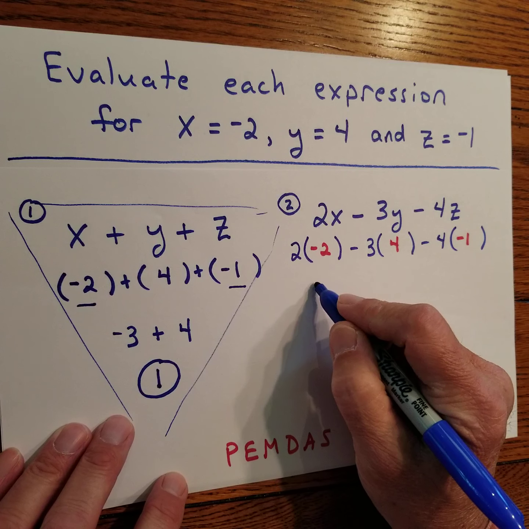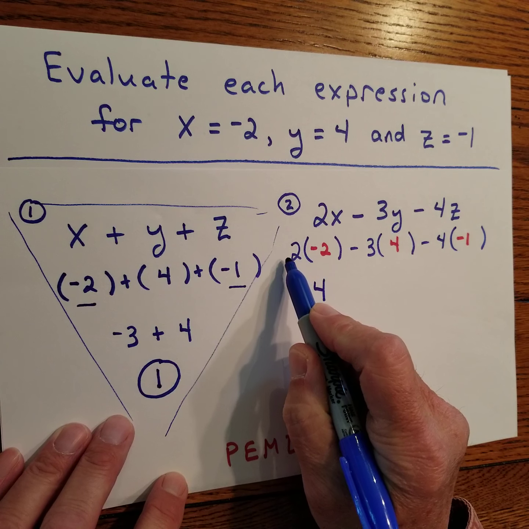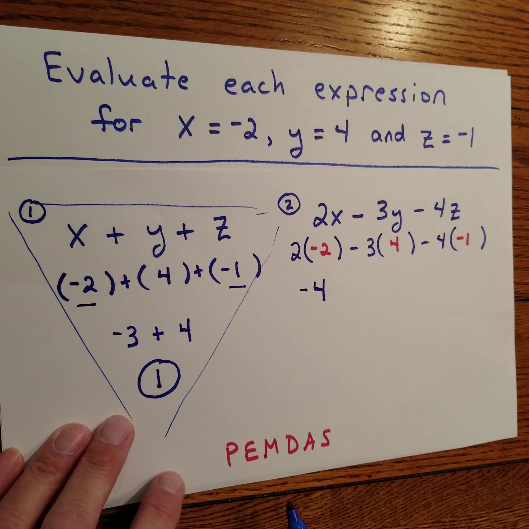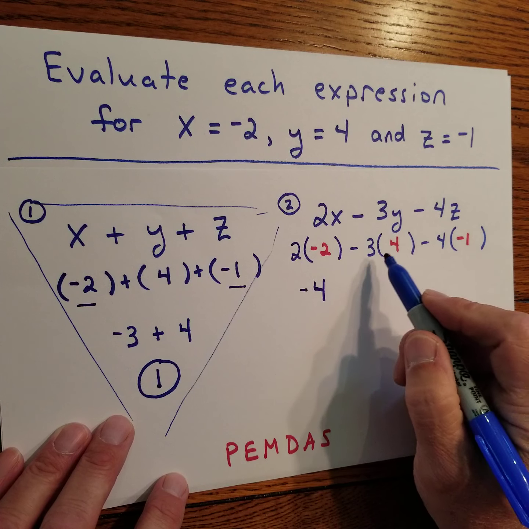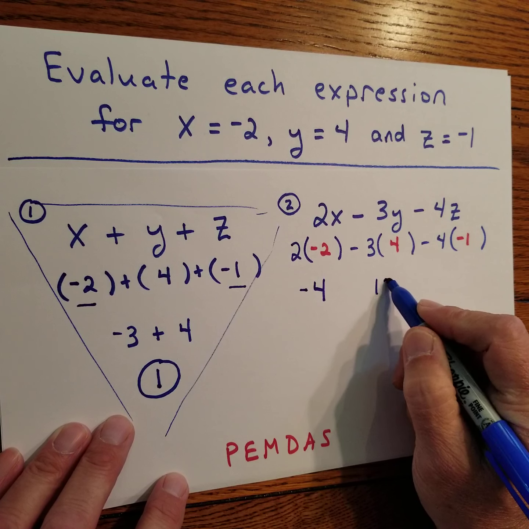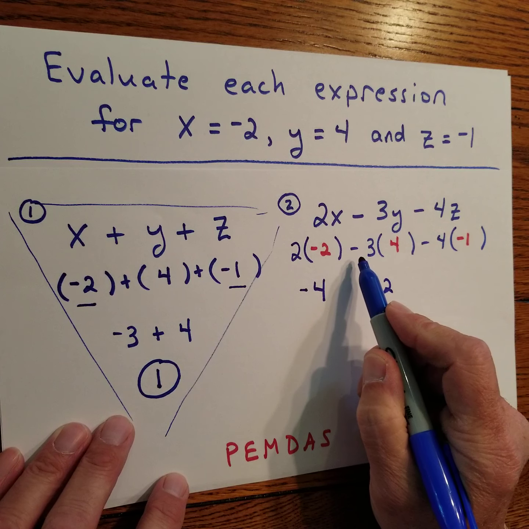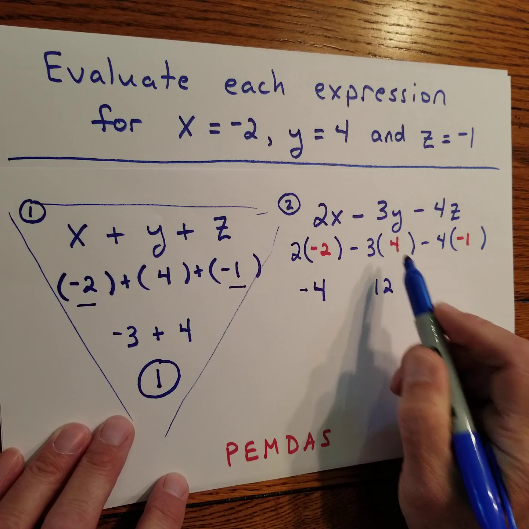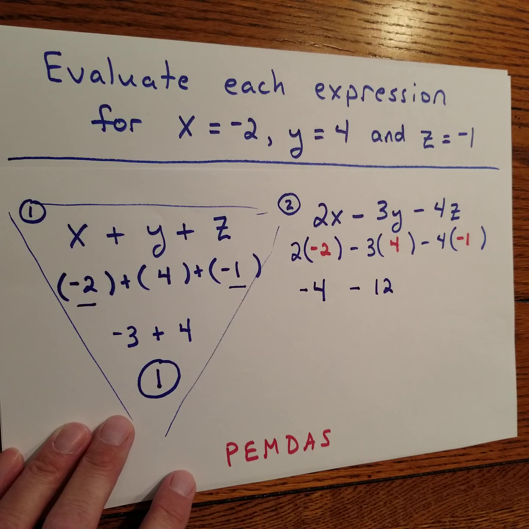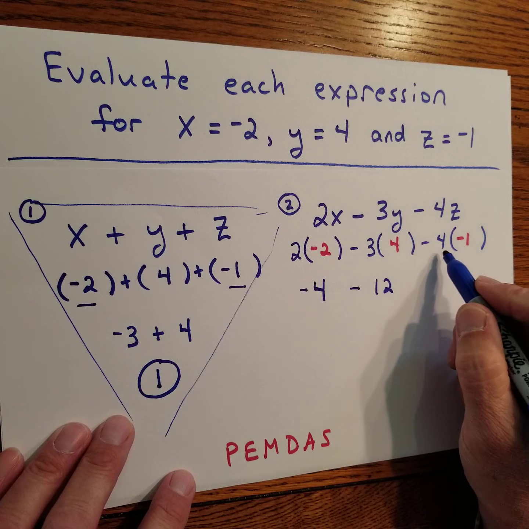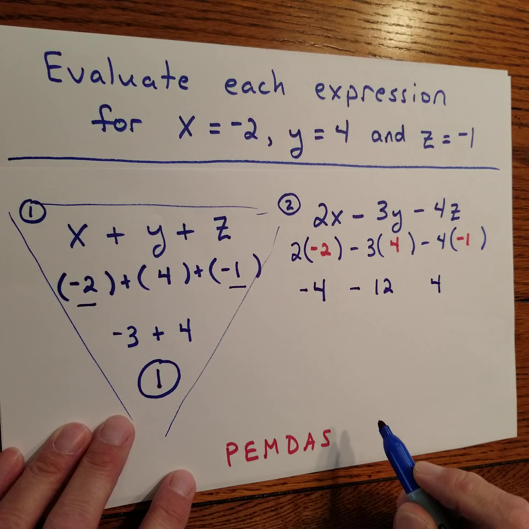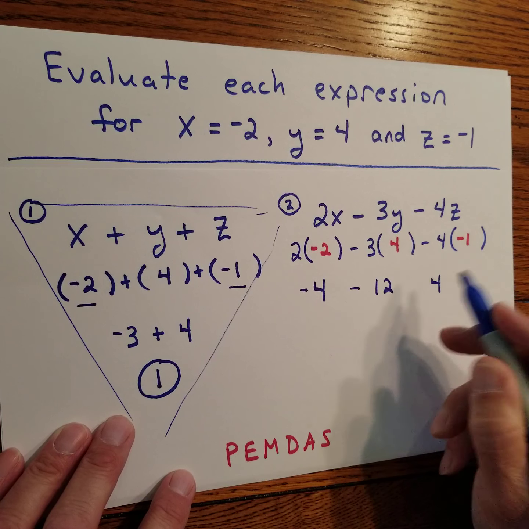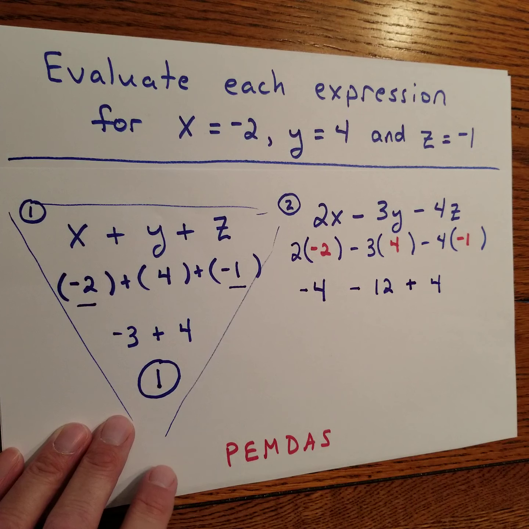2 times 2 is 4. That's a positive times a negative. One negative is negative. 3 times 4 is 12. I'm going to think of that as a negative times a positive. That's one negative, so it's negative. 4 times 1 is 4. I'm going to think of that as a negative times a negative. Two negatives is a positive.